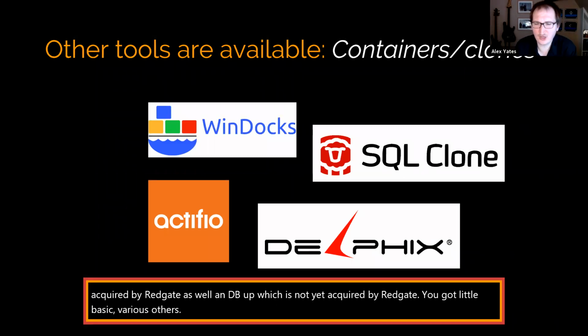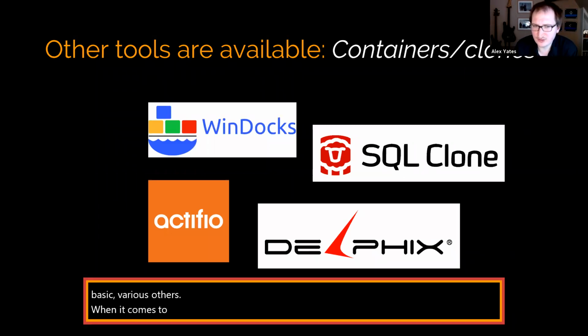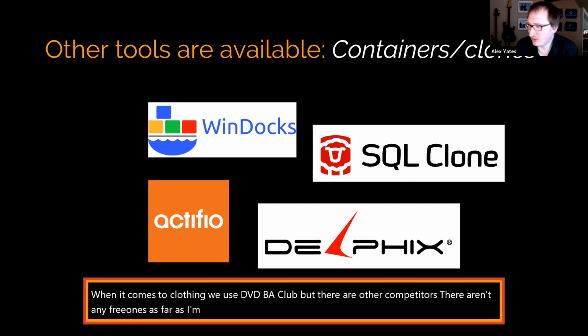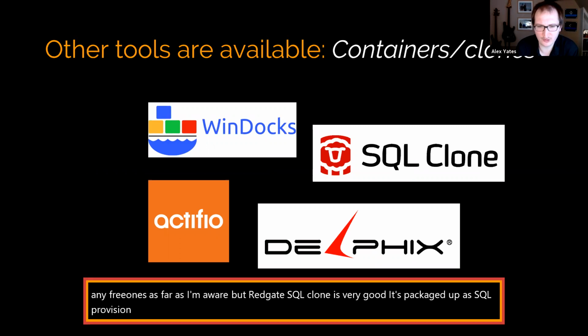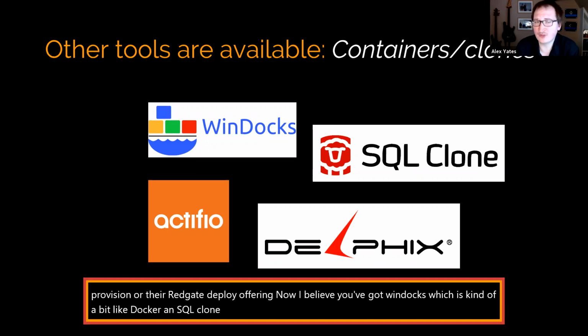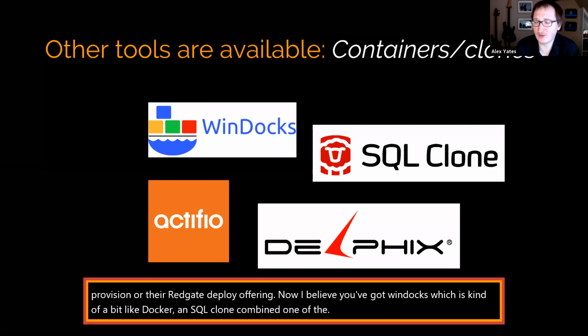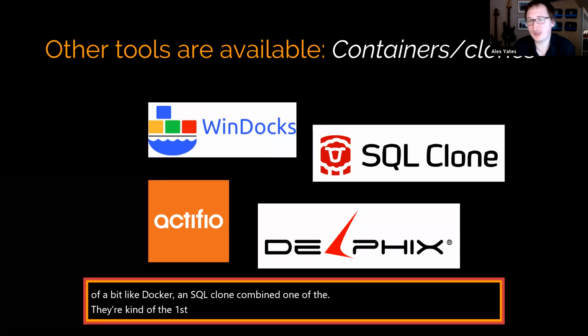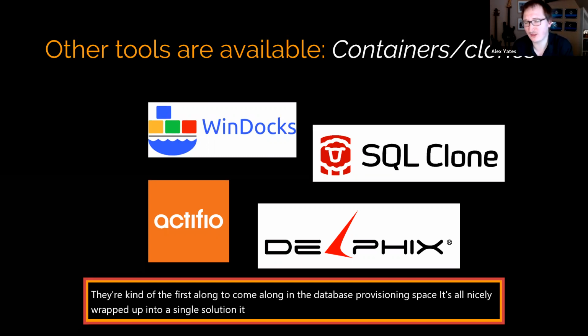When it comes to cloning, we use dbaclone, but there are other competitors. There aren't any free ones as far as I'm aware, but Redgate SQL Clone is very good. It's packaged up as SQL Provision or their Redgate Deploy offering now, I believe. You've got Windocs, which is kind of a bit like Docker and SQL Clone combined. They were kind of the first to come along in the database provisioning space. It's all nicely wrapped up into a single solution. It costs about the same as SQL Clone, I think.